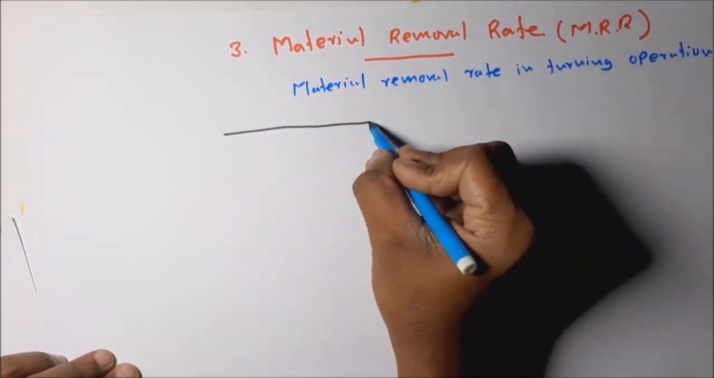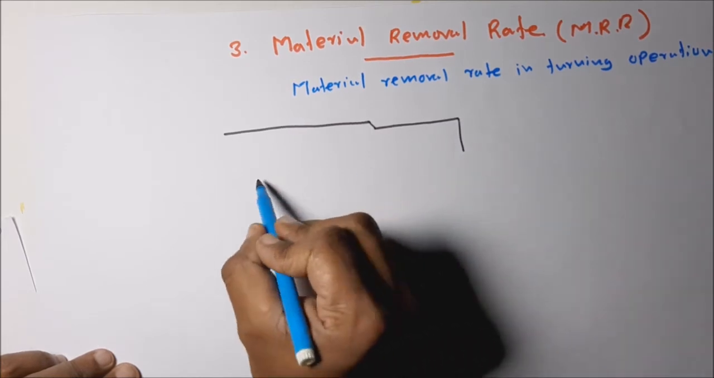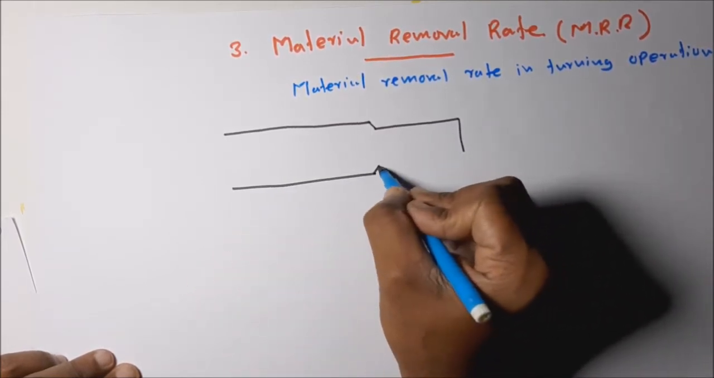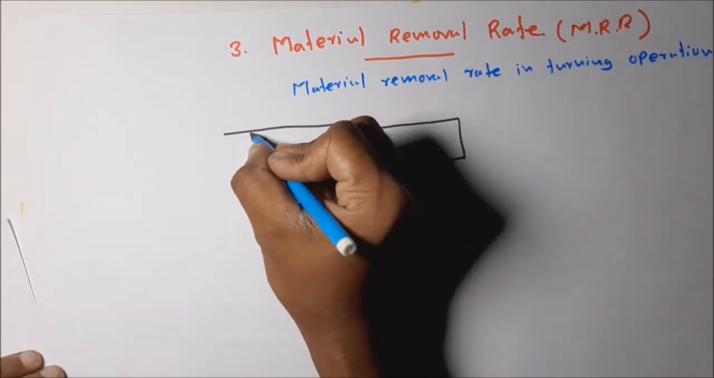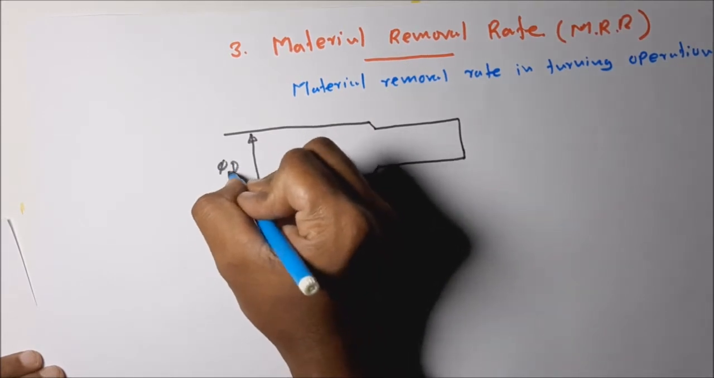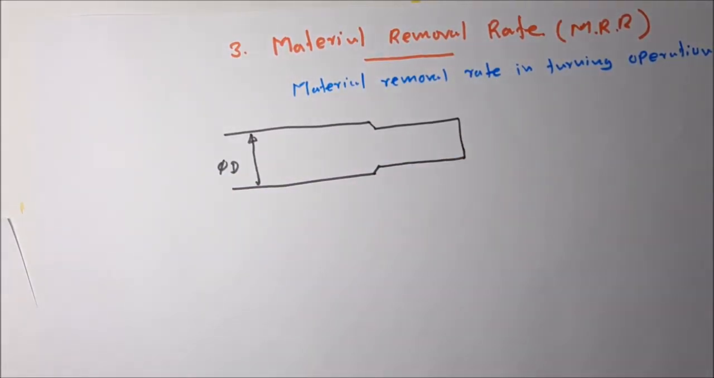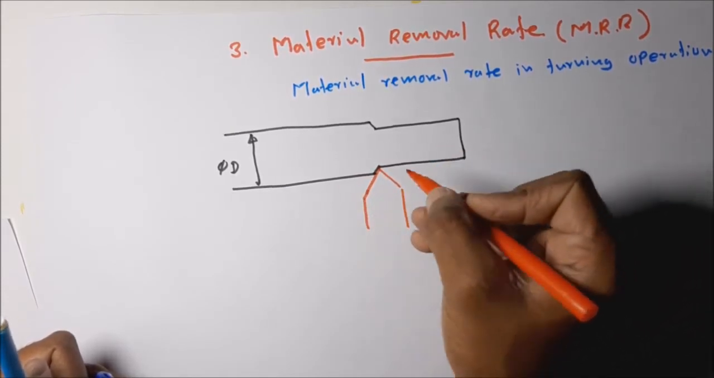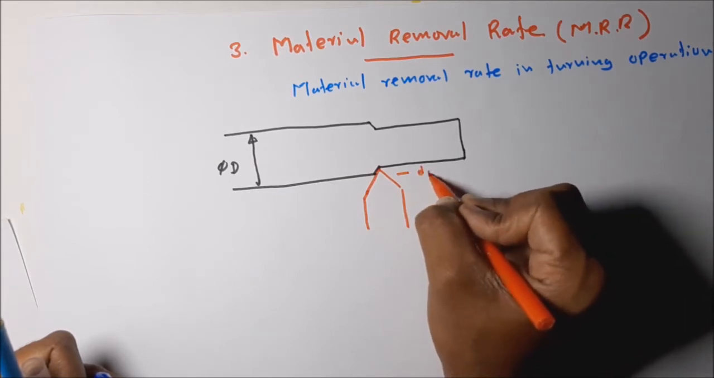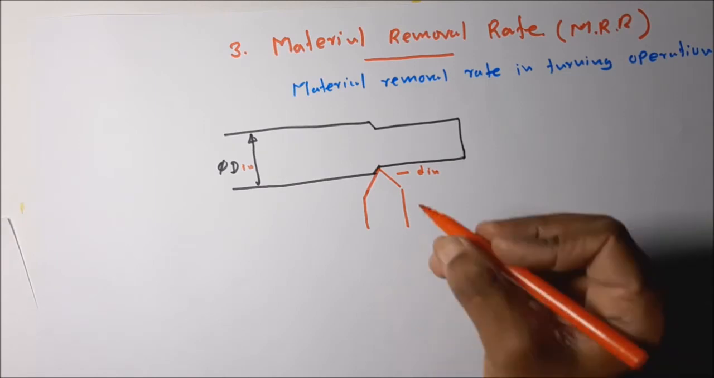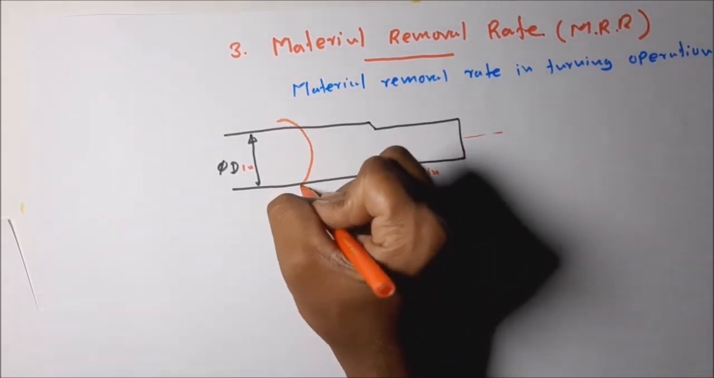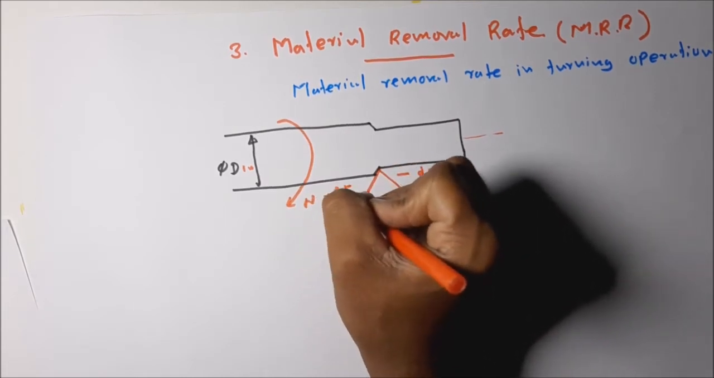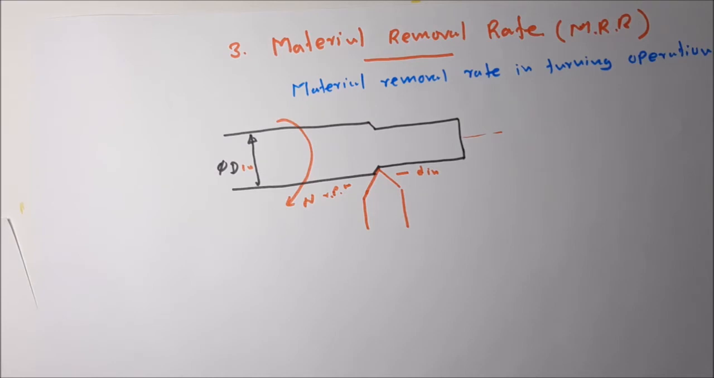Let's take this as the workpiece. The original diameter is taken as D. Then let's take the cutting tool. Let's take the depth of cut d in inches. Let's take this workpiece rotating with N RPM.